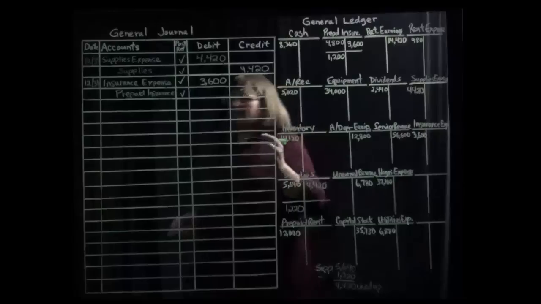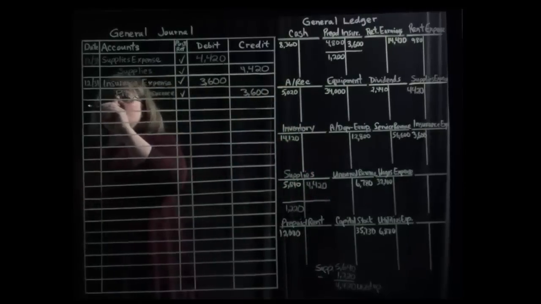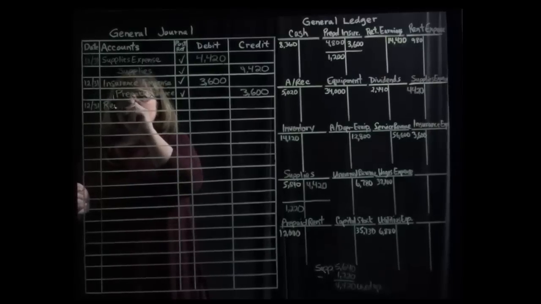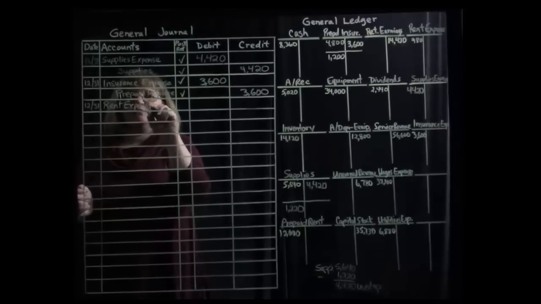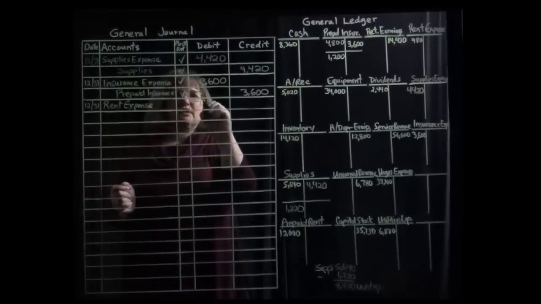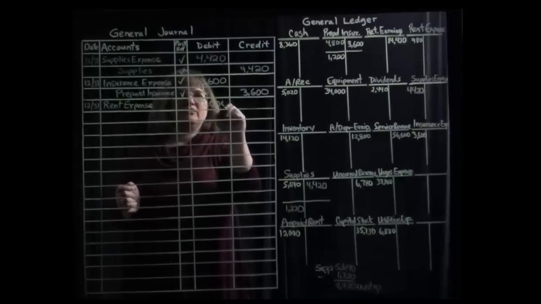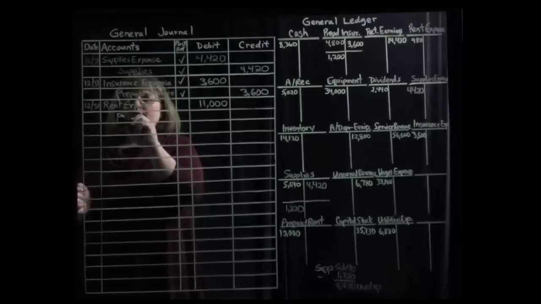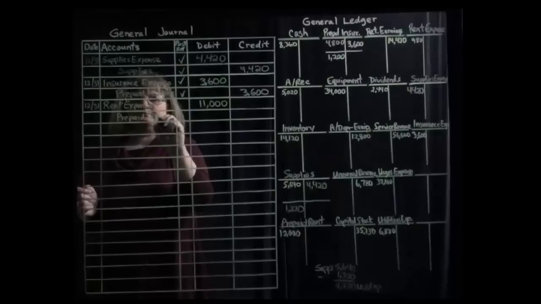Well, now we need to record the expense for the rent that we actually used up. So here again on December 31st, we're going to debit rent expense for the portion of that prepayment that has been used up, which is 11 months worth, 11 months times $1,000 per month. And we're going to credit that prepaid rent asset for that same amount.